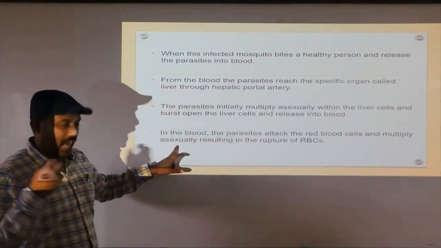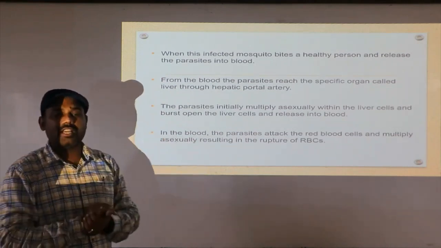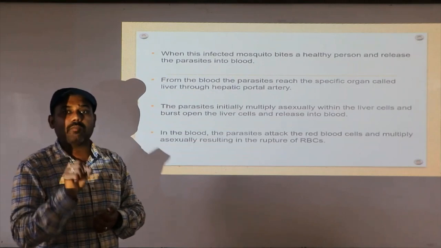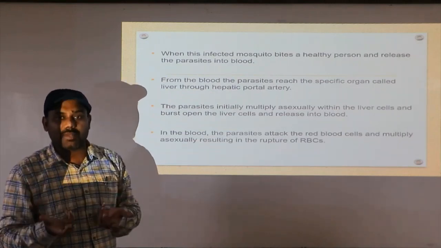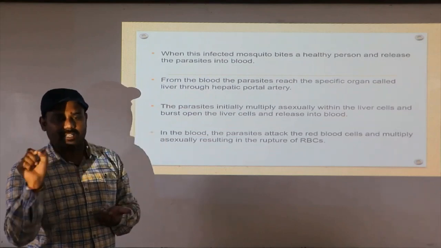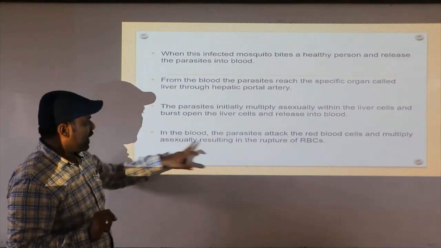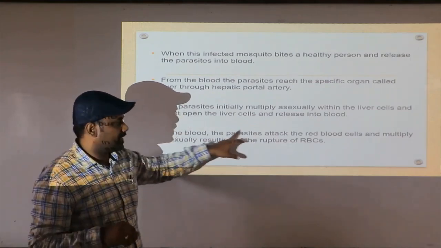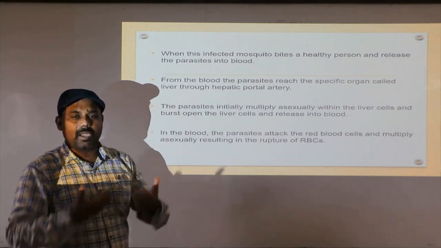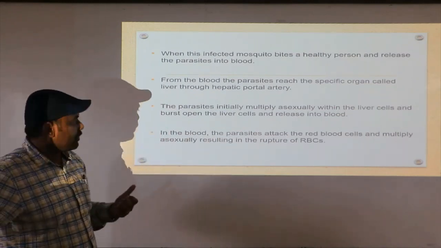Clear? So again, they rupture the RBC. Simply, you can call it hemolysis. Do remember the word hemolysis. Rupture of RBC is called hemolysis. Breakdown of RBC is called hemolysis, resulting in the rupture of RBCs. Again, in the RBC, they multiply asexually. Again they rupture the RBC and come out. Next.